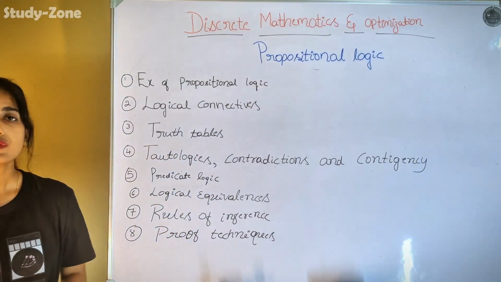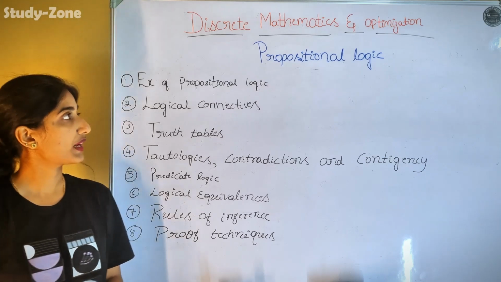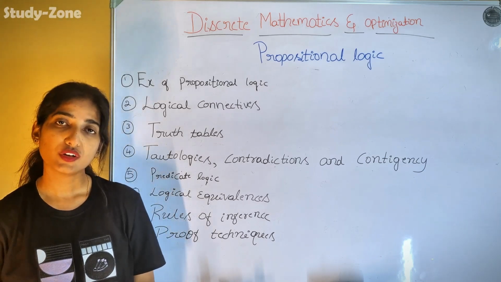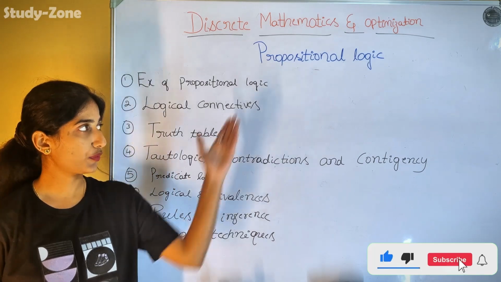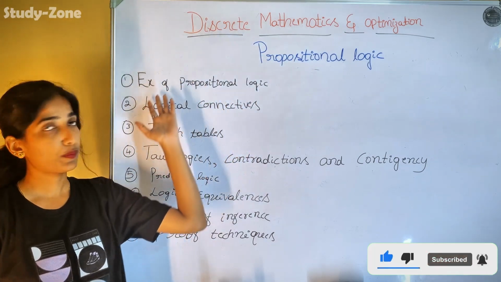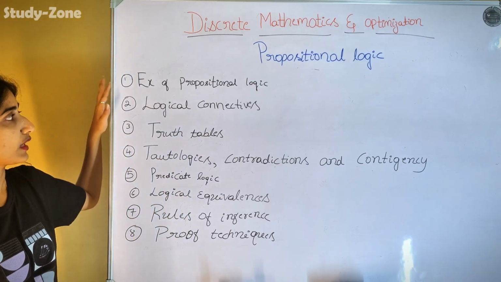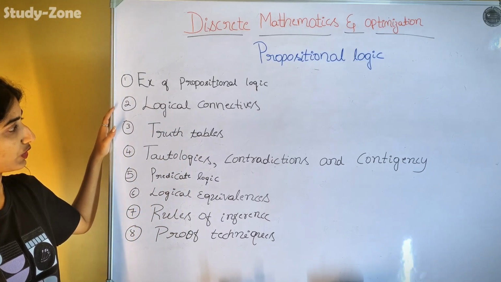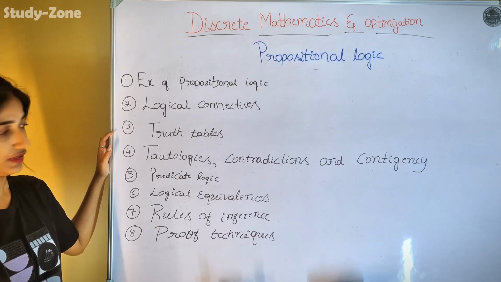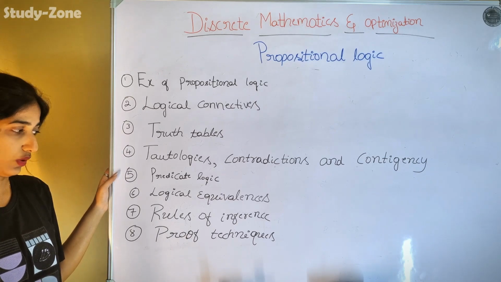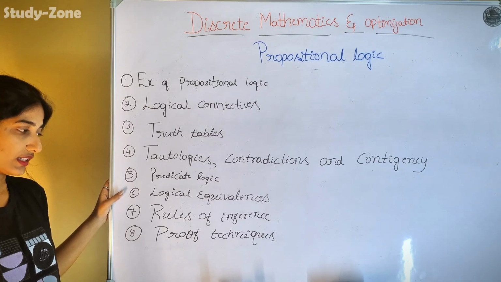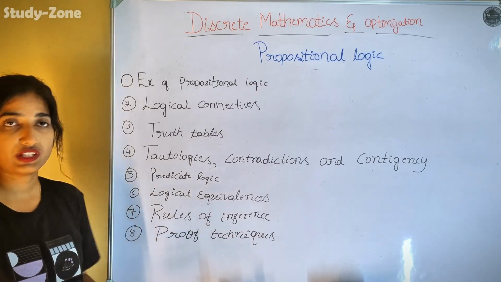In this Study Zone, the first playlist is Discrete Mathematics and Optimization. Under Discrete Mathematics and Optimization, I am going to explain propositional logic. The topics I am going to cover are examples of propositional logic, logical connectives, truth tables, tautology, contradiction and contingency, predicate logic, logical equivalence, rules of inference and proof techniques.